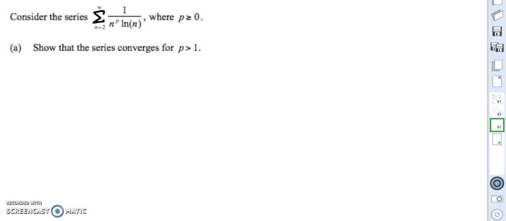My gut reaction is that this is a p-series. Well, obviously it's not a p-series, but maybe I'm supposed to compare it to a p-series. It looks very p-series-like. Maybe I'm supposed to do direct or indirect comparison, direct comparison or limit comparison tests.